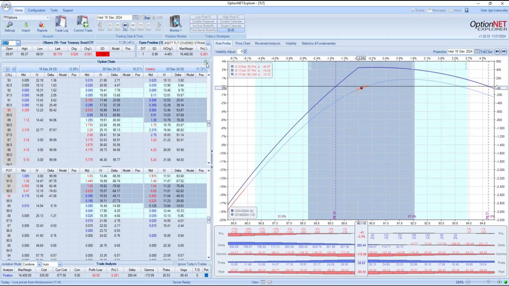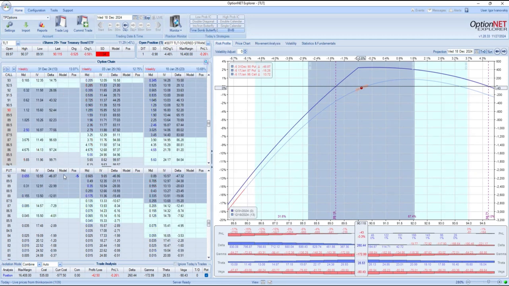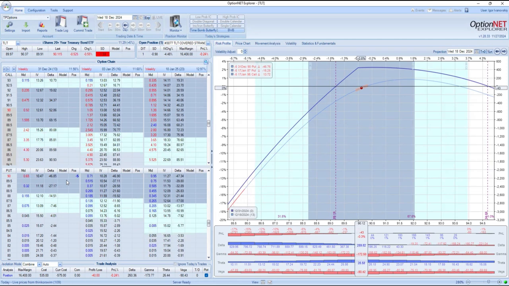So for me, with this trade, I sold the 90 put. I'm going to wait it out until the expiration, which is December 31st. If it's in the money, I'll take the shares and I'll deal with the Strangle.